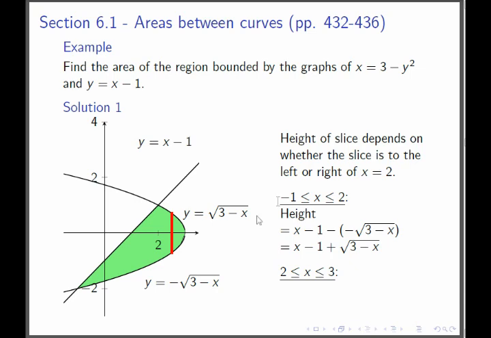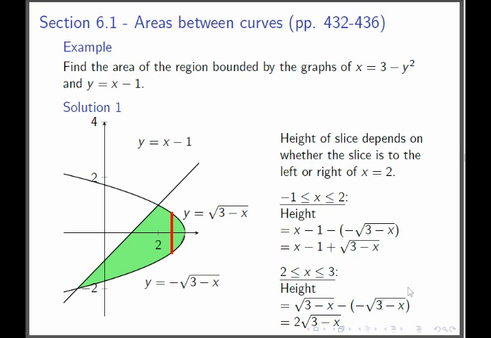Okay, next, for the range of x values between 2 and 3, the top of the rectangle is now bounded not by the linear piece, but by the top half of the parabola. That's the square root of 3 minus x. And the bottom of the rectangle is still bounded by the bottom half of the parabola. So for this range of x values, the height is the square root of 3 minus x, that's the top, minus negative square root of 3 minus x, that's the bottom.